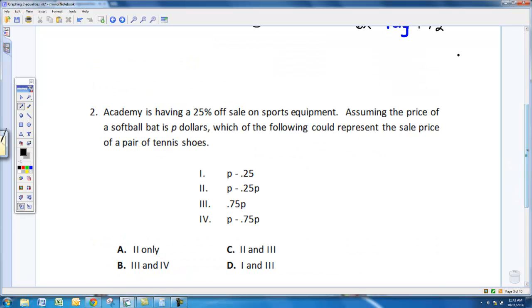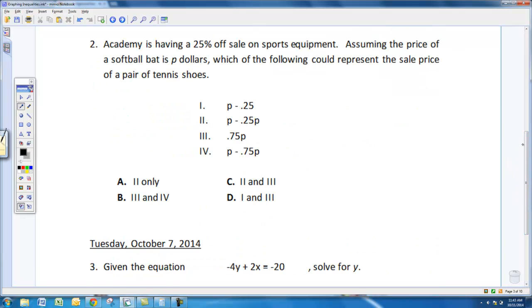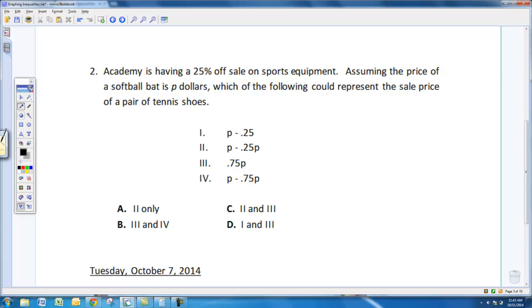Okay, moving down to number 2. Academy is having a 25% off sale on sports equipment. Assuming the price of a softball bat is $P, which of the following could represent the sale price of not the tennis shoes, but the softball bat?